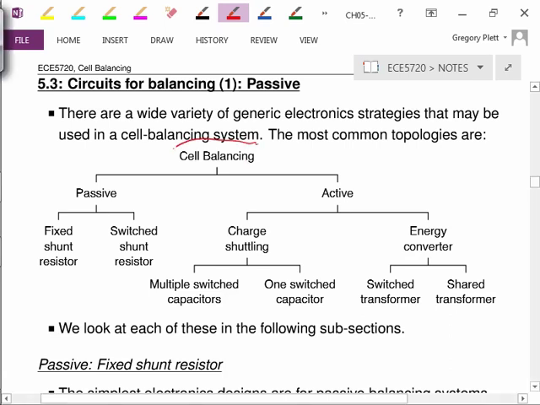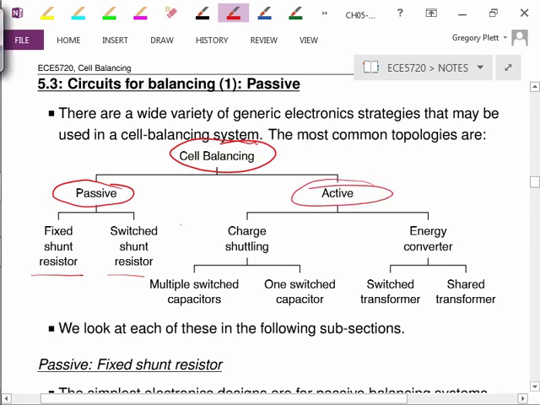This chart shows some of the ideas that are common in cell balancing systems. At the top we have, okay, I want to do cell balancing. How am I going to do it? The passive methods are going to dissipate the energy as heat. They're not making any attempt to actively move energy around. They're just passively dissipating energy. In this section, we look at three methods. One is a fixed shunt resistor, one is a modified version of a fixed shunt resistor, and the other is a switched shunt resistor. What they have in common is that the energy is dissipated as heat.